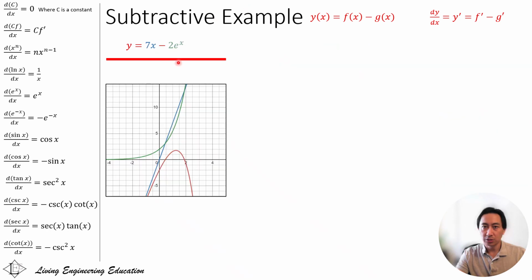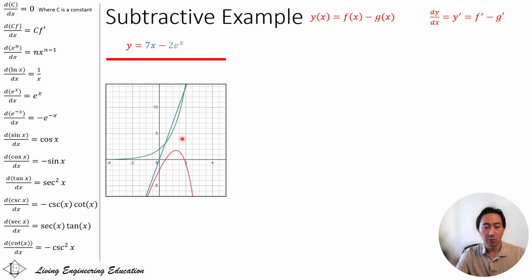All right, here is our subtractive example. We have 7x in blue, this linear line right here. I have 2e to the x in green, shown here. And if I subtract these functions, we can see that we would have a 0 point when they cross here and a 0 point when they cross right there.